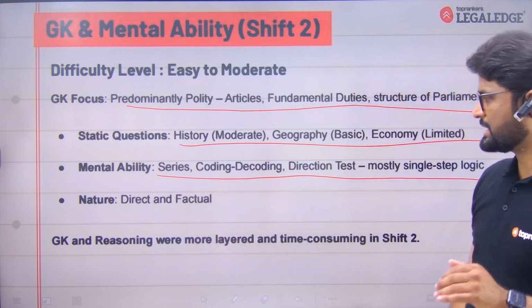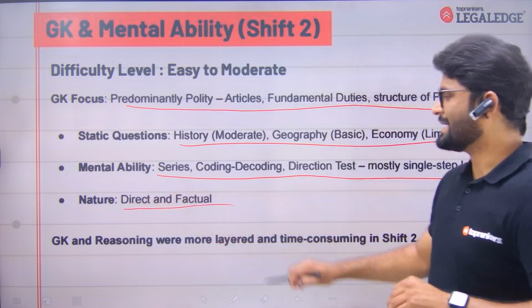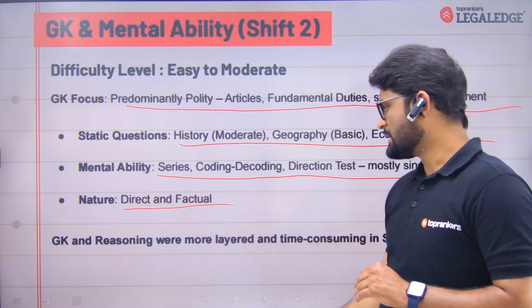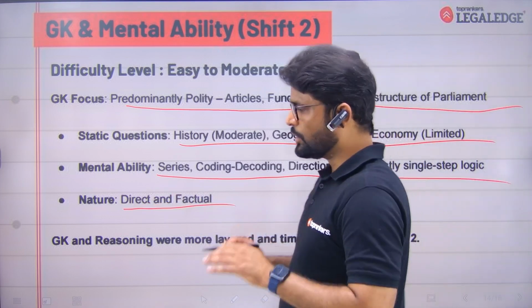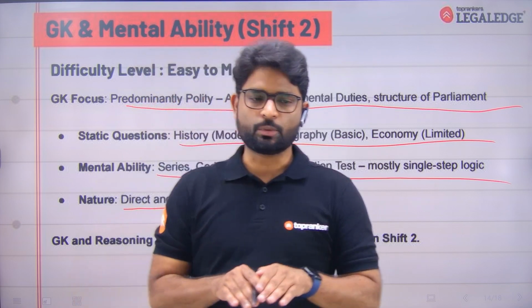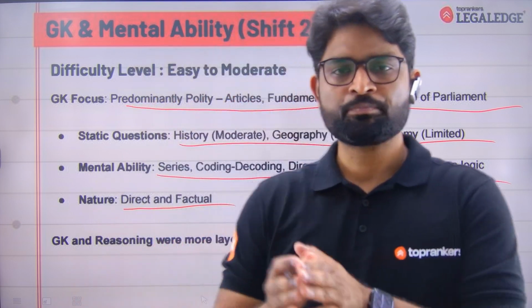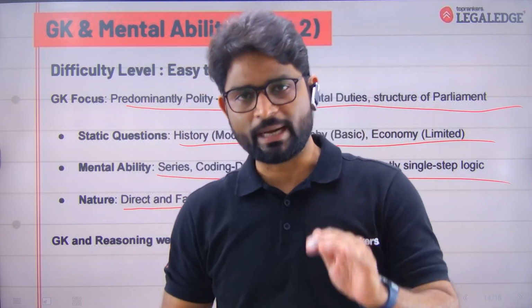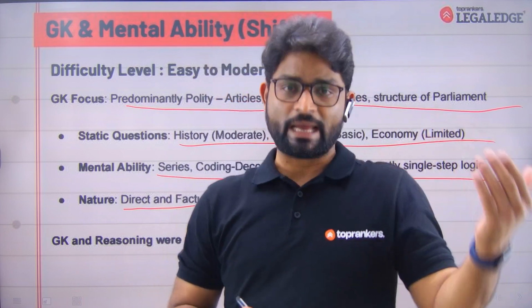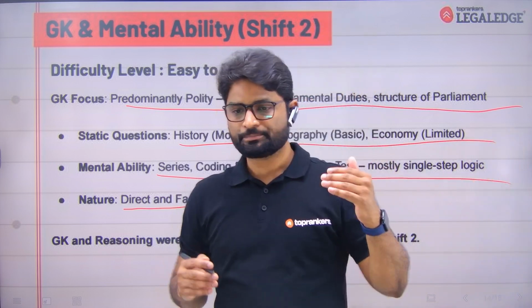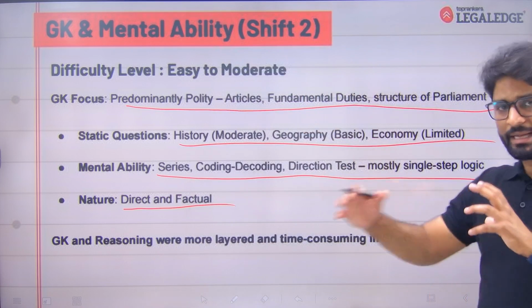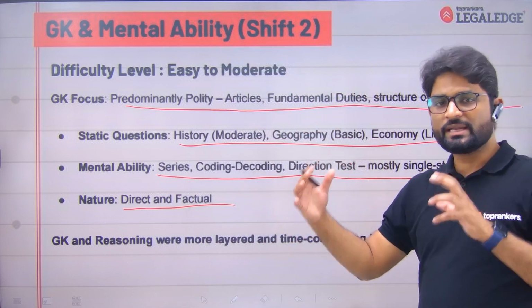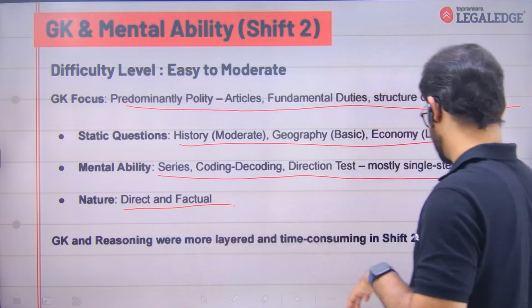There was no major change. The nature of the questions was direct and factual. So GK and reasoning were more layered and time consuming in shift 2. Overall, if we analyze the difference between both sections in both the shifts, here the questions were more direct, but they were time consuming. They were more layered, I would say, not complex. Here you need time to solve these questions.